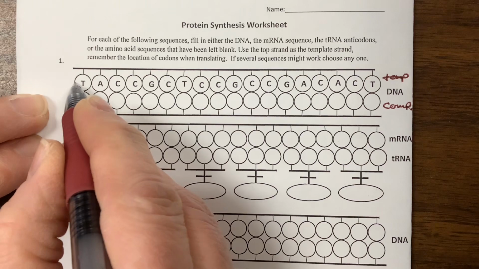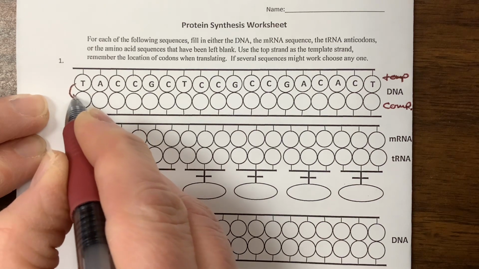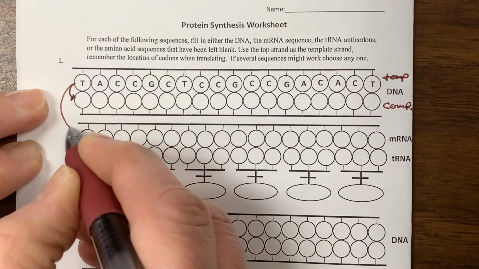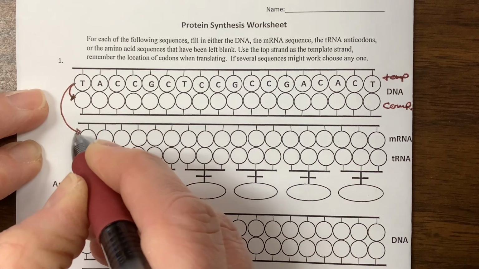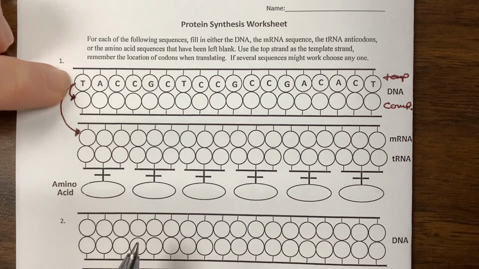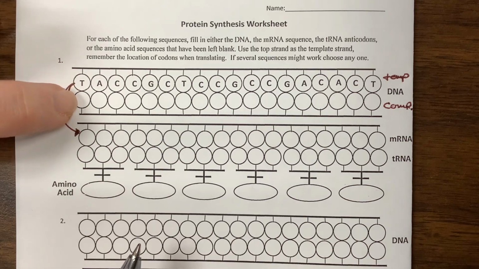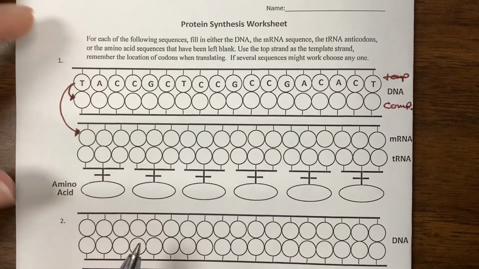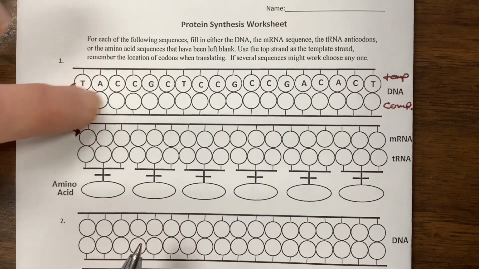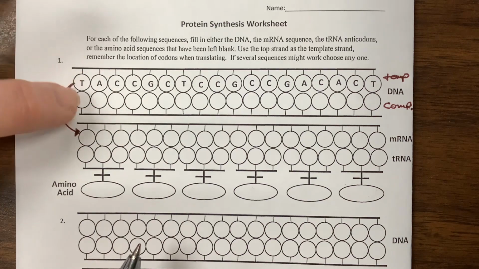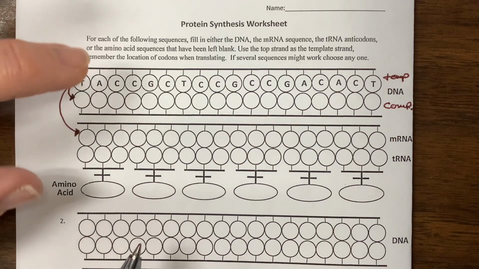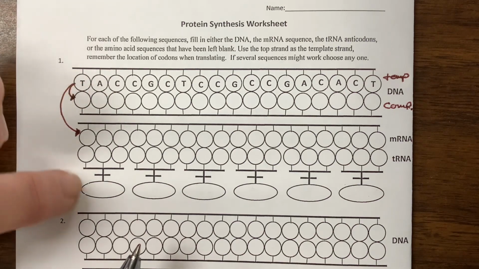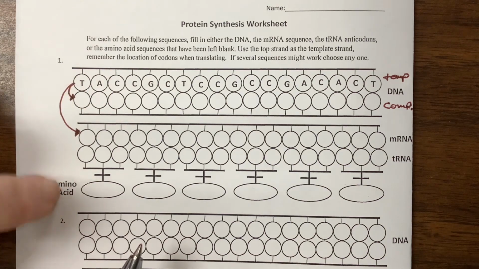So I like to draw an arrow from my template strand down to my complementary strand, and then also an arrow down to my mRNA strand, just to help me remember that this template strand is what determines both the complementary strand and the mRNA strand. Okay, so remember that the DNA has to stay in the nucleus. We don't want it to get damaged, so we're going to keep it safe in the nucleus, but we still have to get this code out to the ribosomes to be able to make proteins.